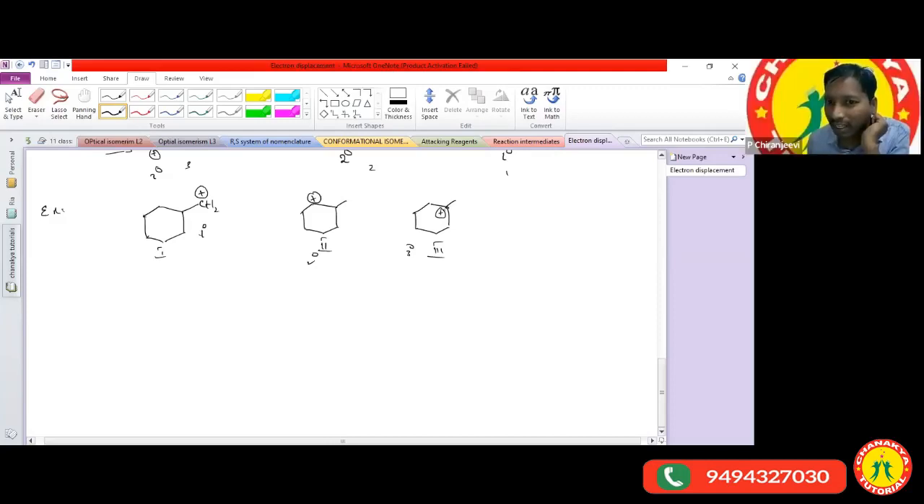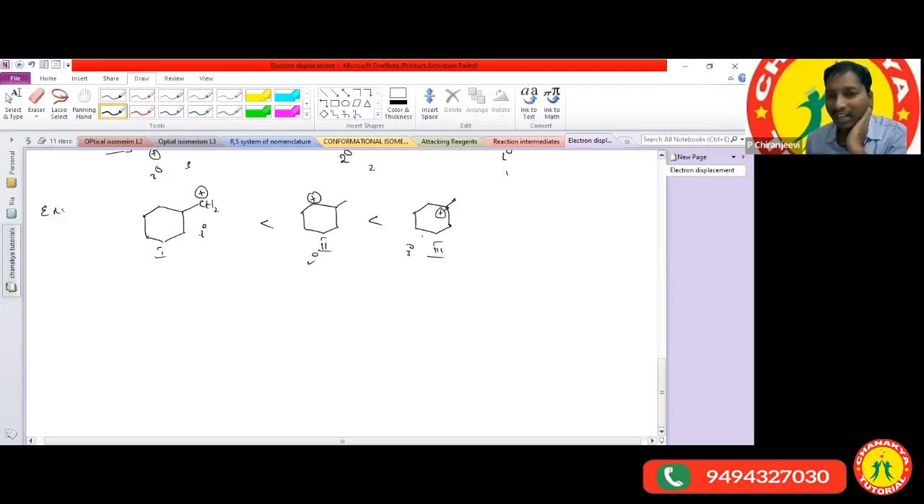Let's see. The positive charge is attached to this carbon atom, and this positively charged carbon is attached to carbons here and here. It is surrounded by three carbon atoms, which means it becomes a tertiary. The positively charged carbon attached with two neighboring carbons becomes a secondary. The positively charged carbon attached with only one neighboring carbon, we call it a primary. Carbon atoms act as electron donating groups. As the number of electron donating groups increases, the stability also increases.